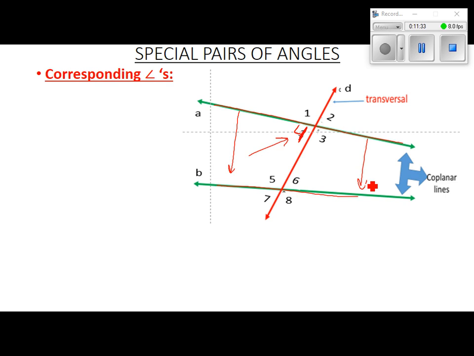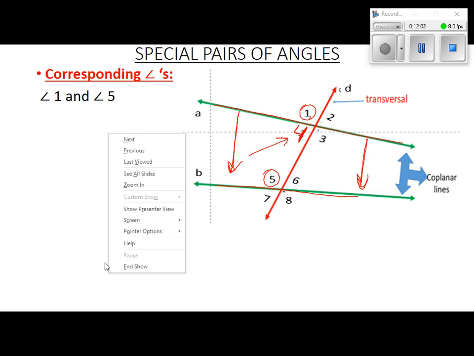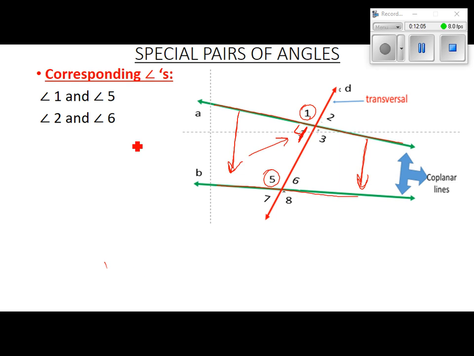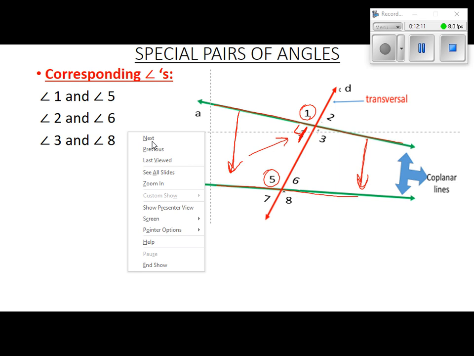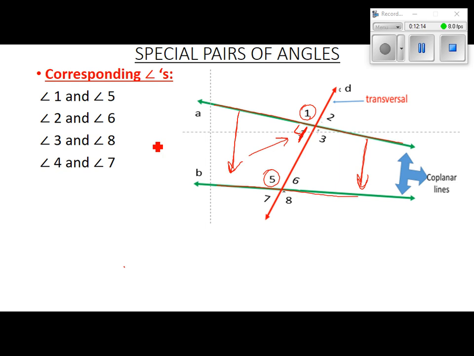So if I smash this down, angle 1 right here, if I smash this top one down to lay on top of that bottom one, and this is easier if I'm showing you in real life instead of on a video. If I smash it down, angle 1 is going to lay on top of angle 5. So angle 1 and angle 5 are corresponding angles. And then hopefully you can pick out the rest of them there. If 1 goes with 5, angle 2 goes with angle 6, angle 3 goes with angle 8, and angle 4 goes with angle 7.